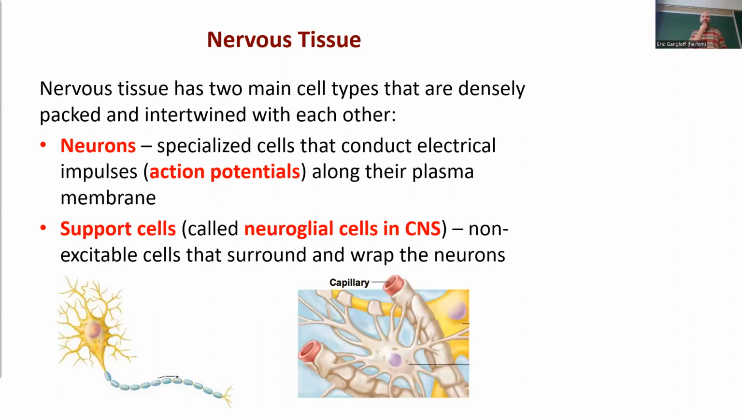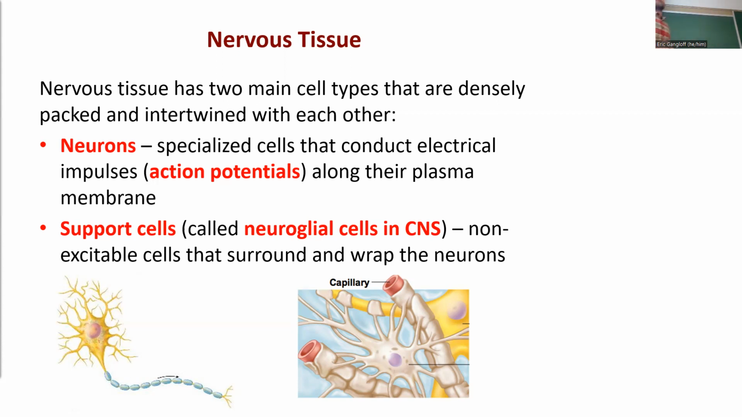The second type of nervous tissue is what we generally call support cells. In the central nervous system, we call these neuroglial cells or neuroglia. These are cells that perform a variety of functions in support of your nervous system, but they don't actually transmit those electrical impulses. In fact, if we counted all the cells in your nervous system, the vast, vast majority of them would be these glial cells, these support cells. A very small percentage of them are the neurons.